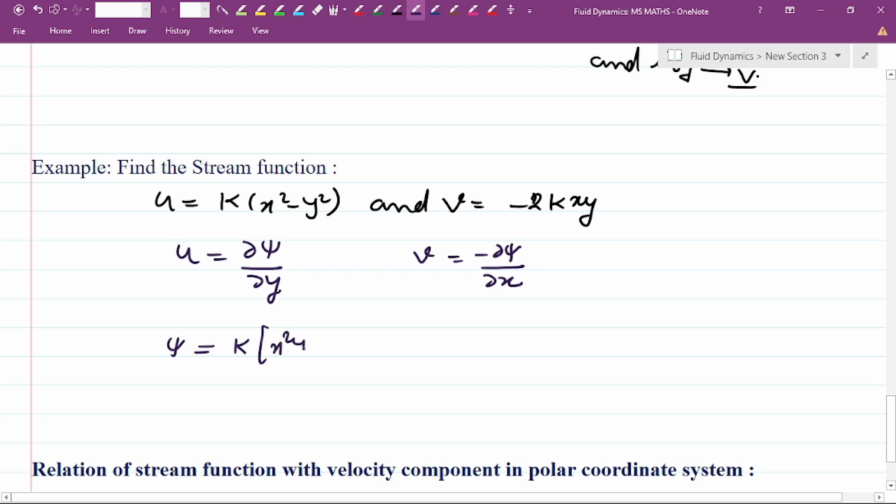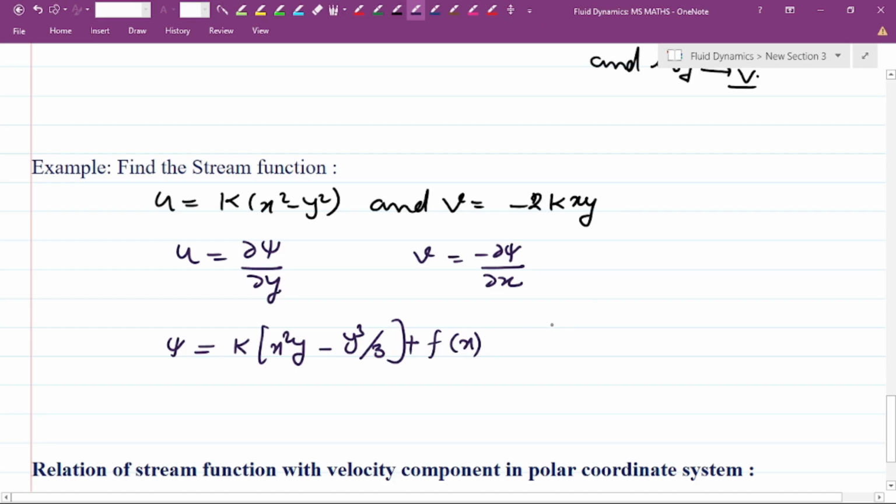It is x² y − y³/3. If this is ψ, then I have the component v, which is basically the derivative with respect to x. On integrating, here will be some function of y, or some function of x, or some constant. If I differentiate this with respect to x and compare with this, I can also get a particular function.